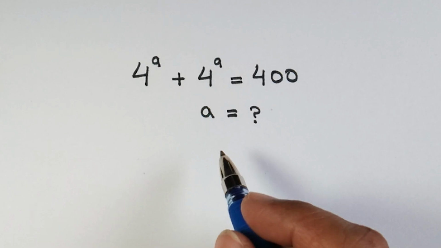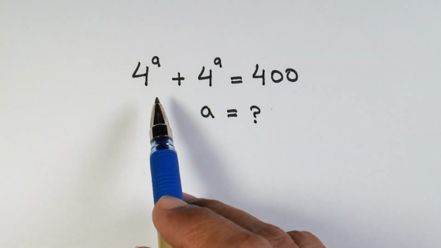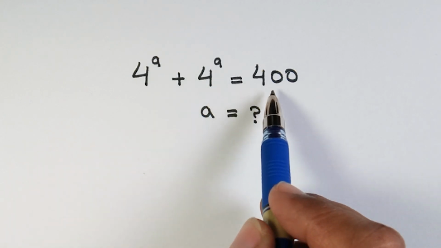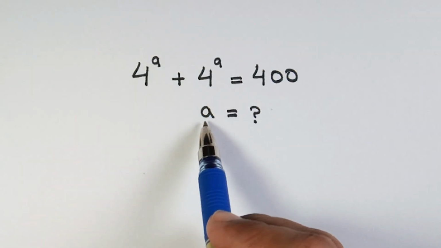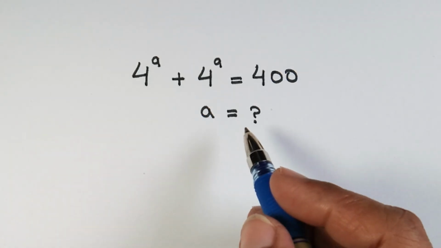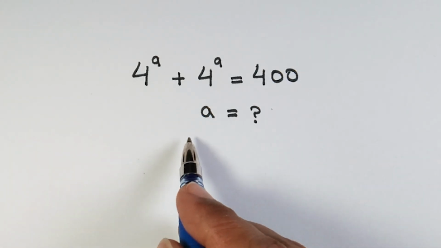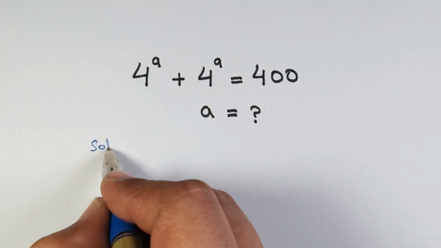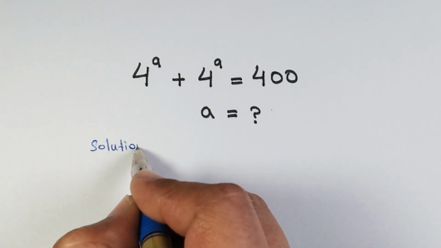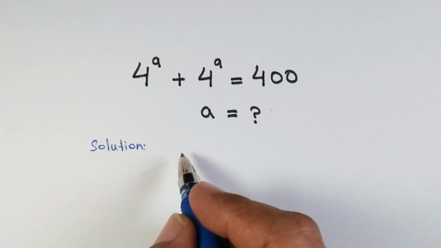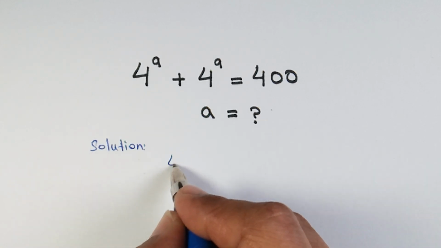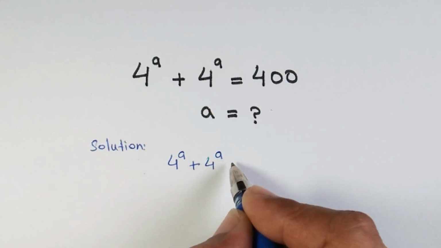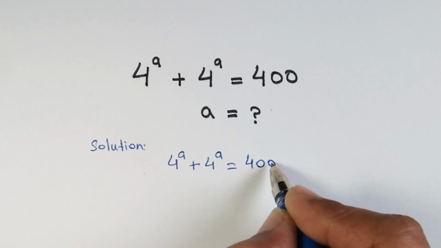Welcome to All About Math. To solve a nice expression, which is 4 power of a plus 4 power of a is equal to 400, we have to find the value of a. So for this, let's find its solution. So here we will write the expression 4 power of a plus 4 power of a is equal to 400.